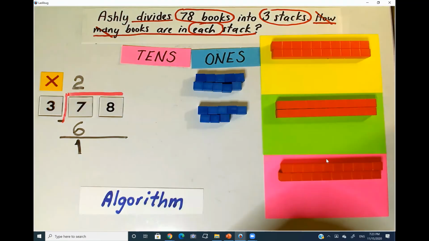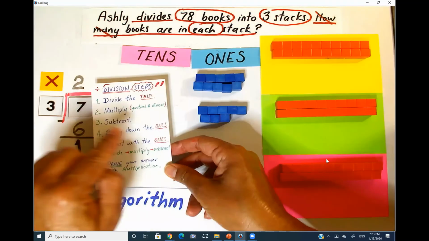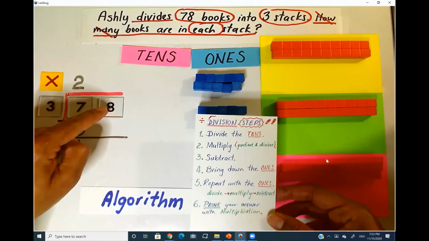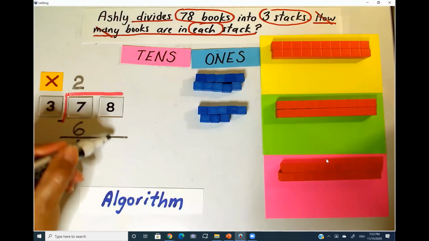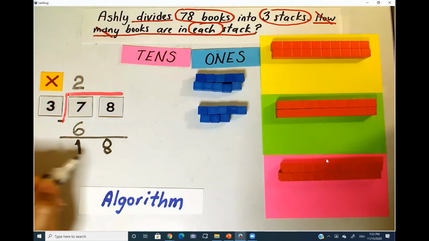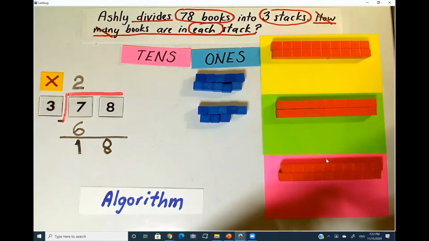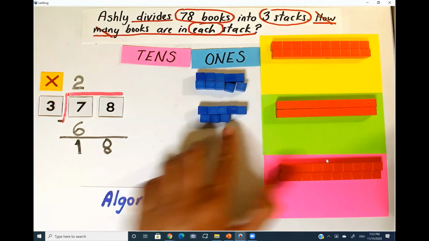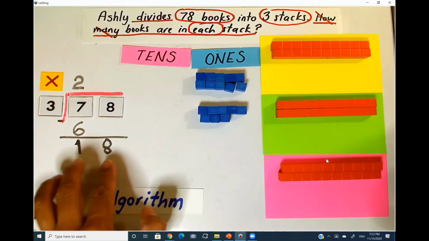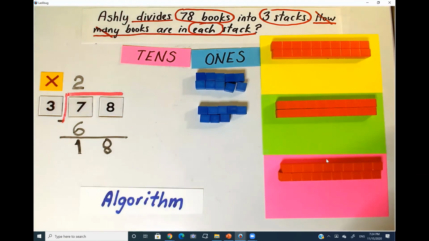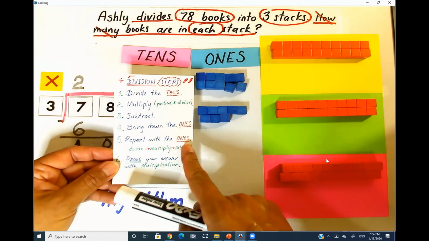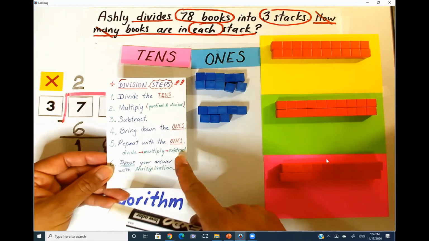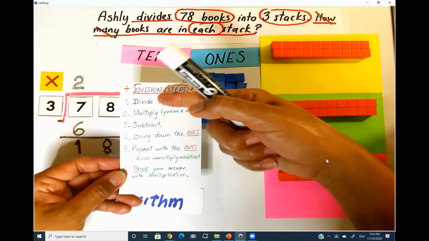In this case, the next step is bring down the ones, which is the 8. I have 8 ones, I'm going to bring it down. It's going to come down here, and I'm going to have 18 ones. I can prove it because I have 10 ones here, plus 8 more makes 18. Now this 18, I'm going to distribute. So I'm going with the next step, which says repeat the process with the ones. I'm going to divide, multiply, and subtract again.